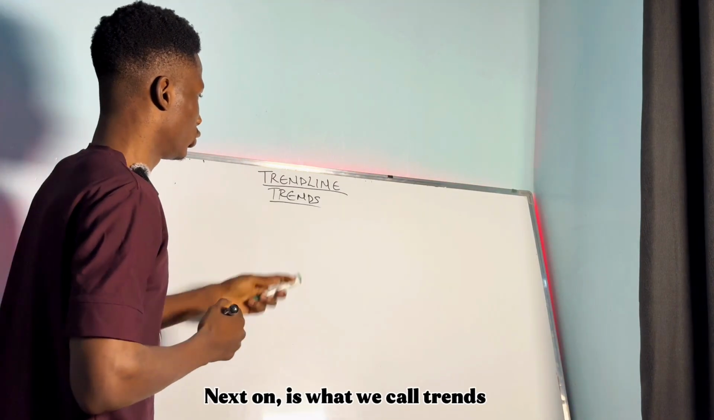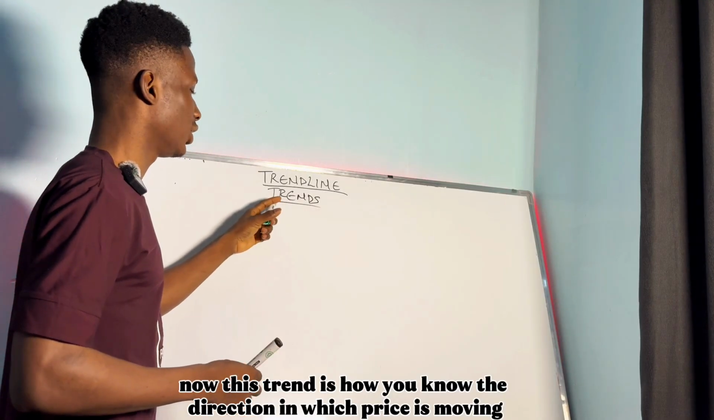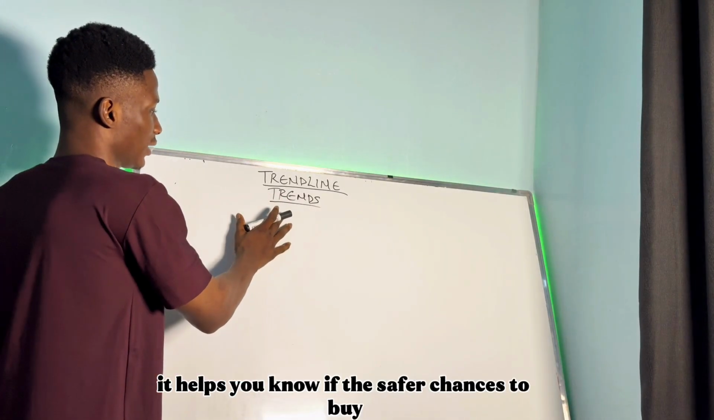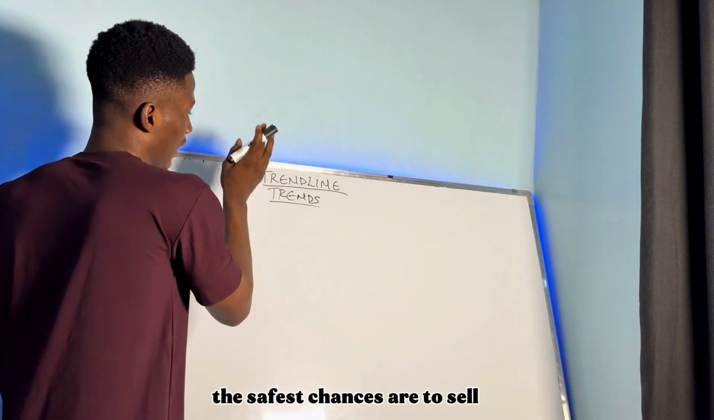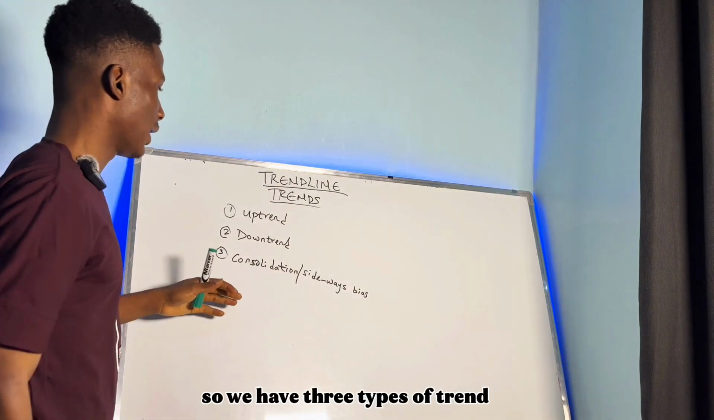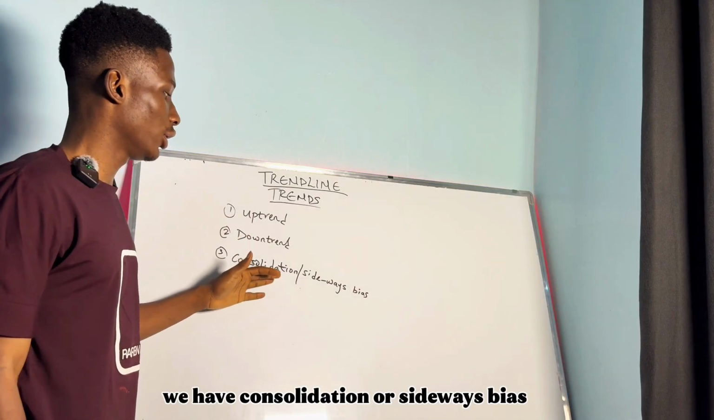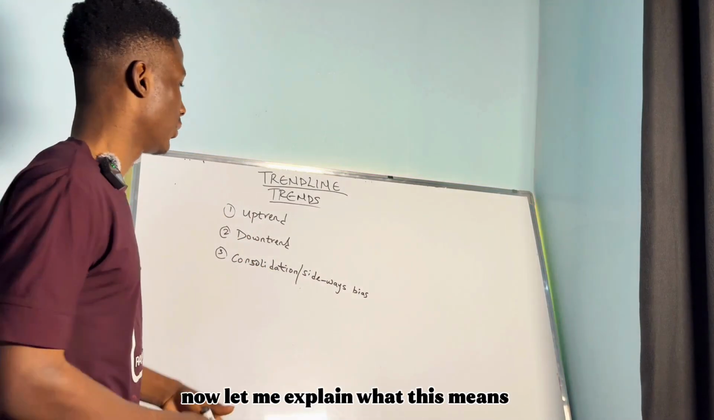Next is what we call trends. Now, this trend is how you know the direction in which price is moving. It helps you know if the safer chances are to buy or to sell. So we have three types of trend. We have uptrend, we have downtrend, we have consolidation or sideways bias. Now let me explain what this means.